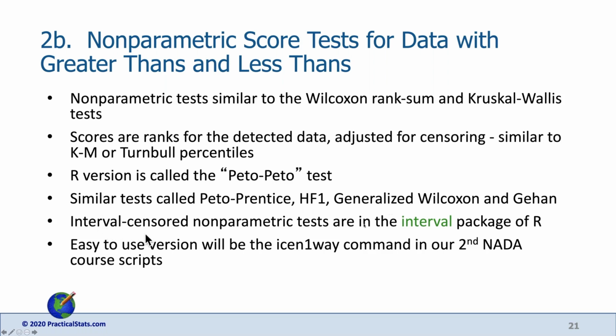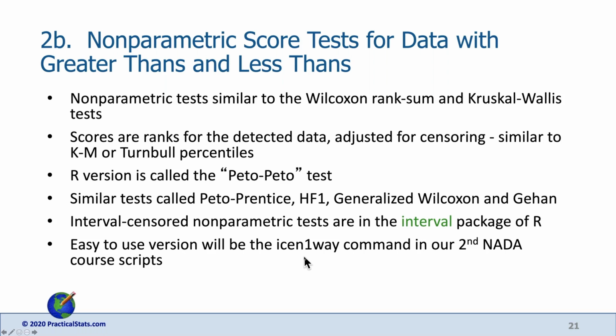And these tests are the non-parametric tests. They're in the interval package of R, so you can go find them. I'm going to be writing some scripts. Here's one that's just about done. ISEN one-way is a one-way Kruskal-Wallis, like a one-way analysis of variance, but a non-parametric test.